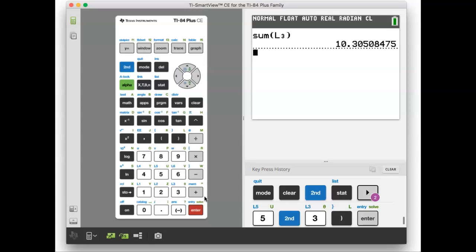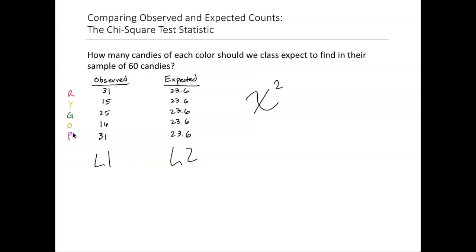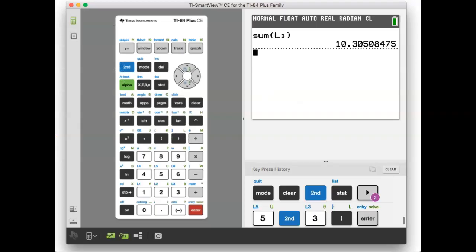So chi is just basically the Greek letter X, and it just looks like a fancy X. So like that. So our chi-square test statistic is 10.31.